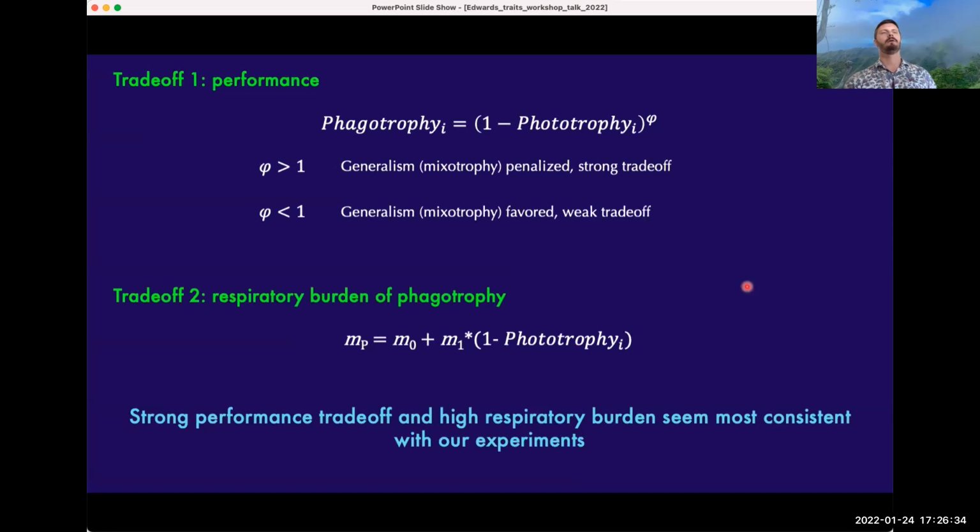So there's two different kinds of trade-offs in the model. One is what I'm calling a performance trade-off, which is just how much worse are you at doing phototrophy and phagotrophy if you try to do both of them at the same time. And then the second trade-off has to do with your baseline respiration rate, which may be greater if you're doing phagotrophy. And it seems like both of these trade-offs are probably strong just in order to get growth curves to look like what our data look like.